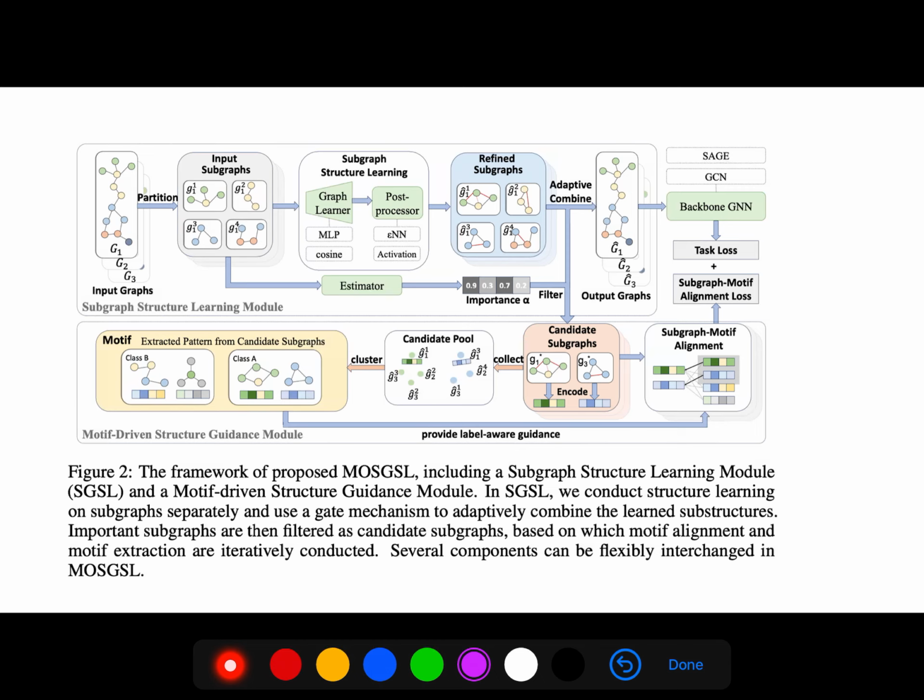So we have this part, subgraph structure learning. Then we give it to refine subgraph. We find the good subgraphs. Then we give it to candidate subgraphs. So from this candidate pool, we do clustering and extract patterns from candidate subgraphs. Then we give it to subgraph motif alignment.